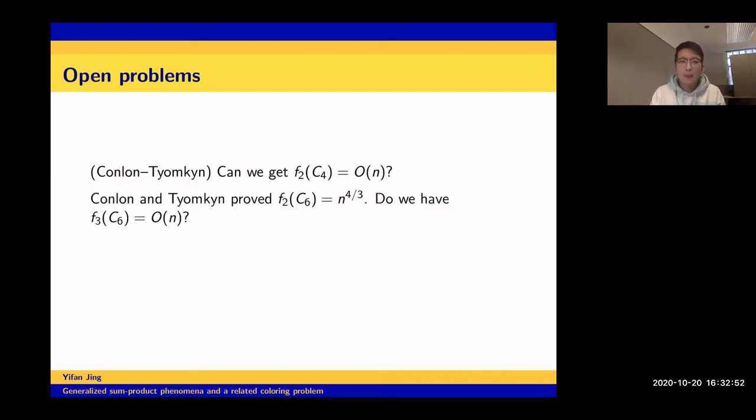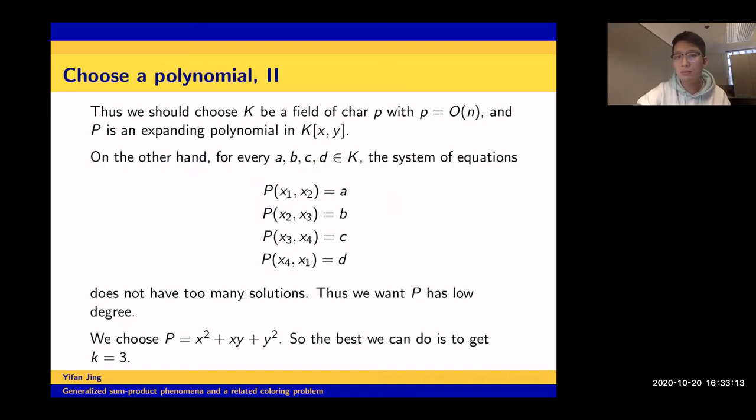Also, Conlon and Tompkins proved F2 for C6 is actually not linear. It's n to the power of 4/3. And we know that Fk for C6 is linear for large k. Can we prove that F3 for C6 is linear? So there is an interesting phase transition at k equals 3. And if you still try our construction with this polynomial, the computation will be very difficult because here we have only 4 equations.